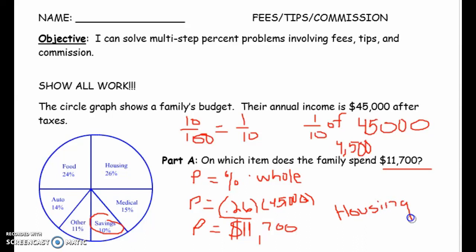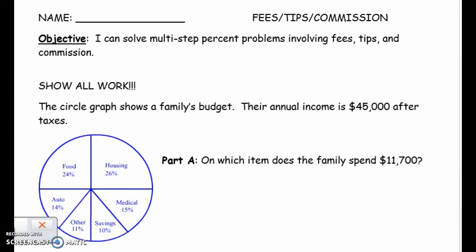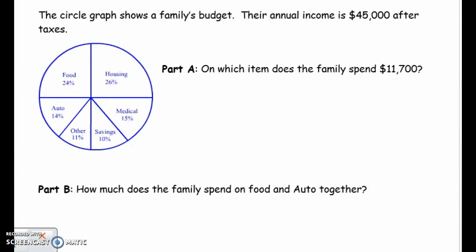Okay, just a little review. I hope you have this. I am going to scroll down the page. Part B asks, how much does the family spend on food and auto together? Well, they spent 24%, plus they spend 14%.